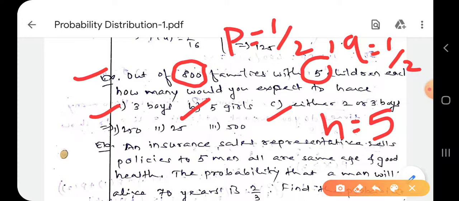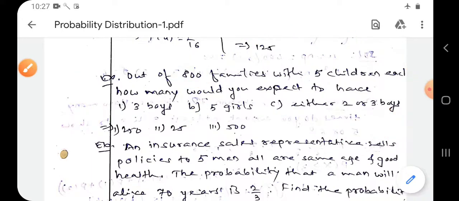Just keep in your mind, total families are 800, means whatever probabilities we get, we have to multiply by 800. आपल्याला जे आन्सर येईल प्रोबॅबिलिटीचं त्याला 800 ने मल्टिप्लाय करायचं आहे. Now here first question is 3 boys. Second, 5 girls and third, either 2 or 3 boys. So let us solve now on the whiteboard. Okay.